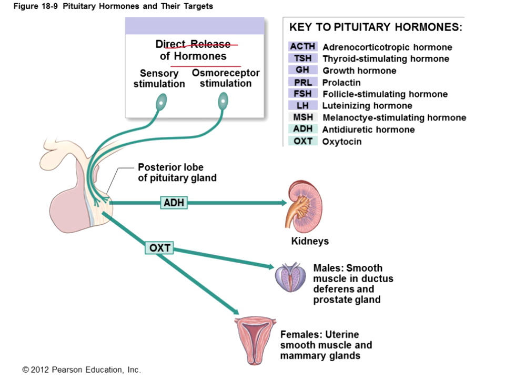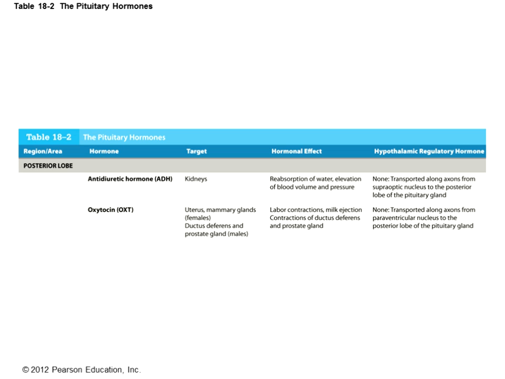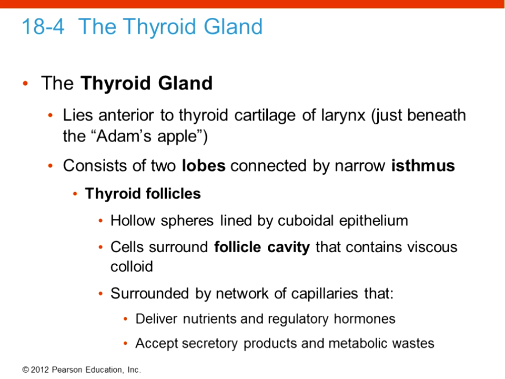And then ADH and oxytocin and what they're targeting. And here's a nice summary of that too: posterior lobe, ADH, oxytocin, their target, the effect. And again, there is no regulatory hormone from the hypothalamus, because these are transported along the supraoptic nuclei and the paraventricular nuclei directly to the posterior lobe of the pituitary gland.